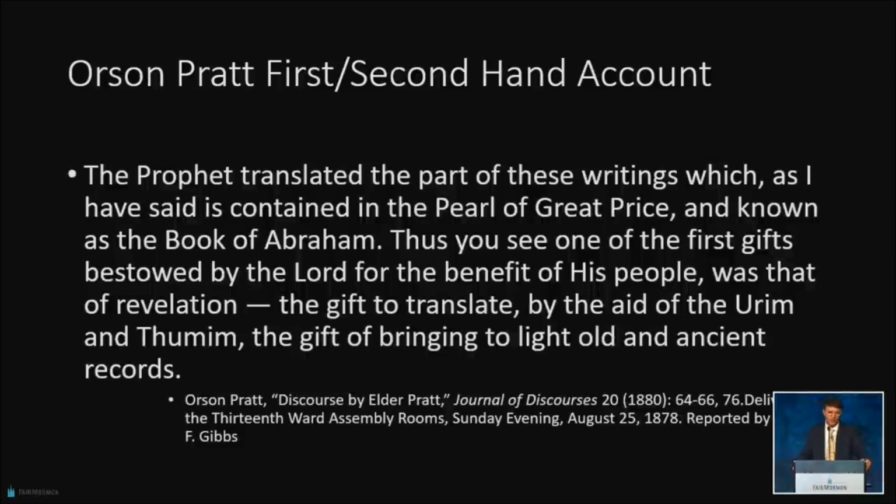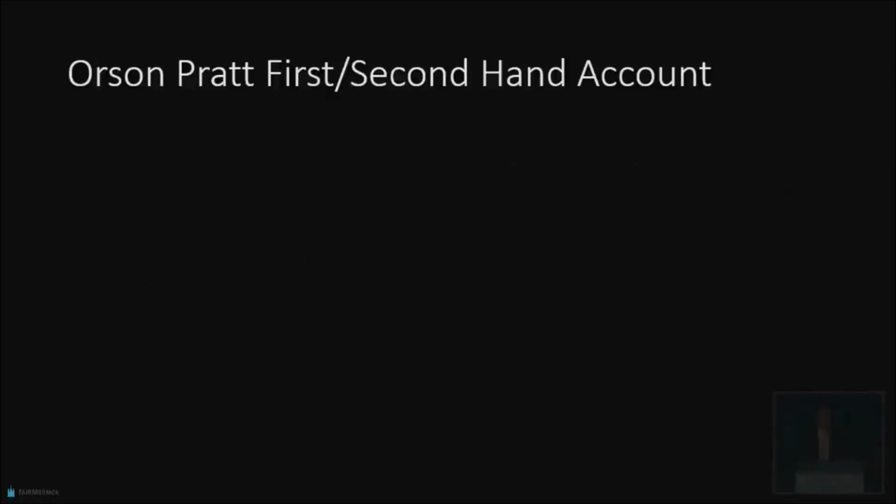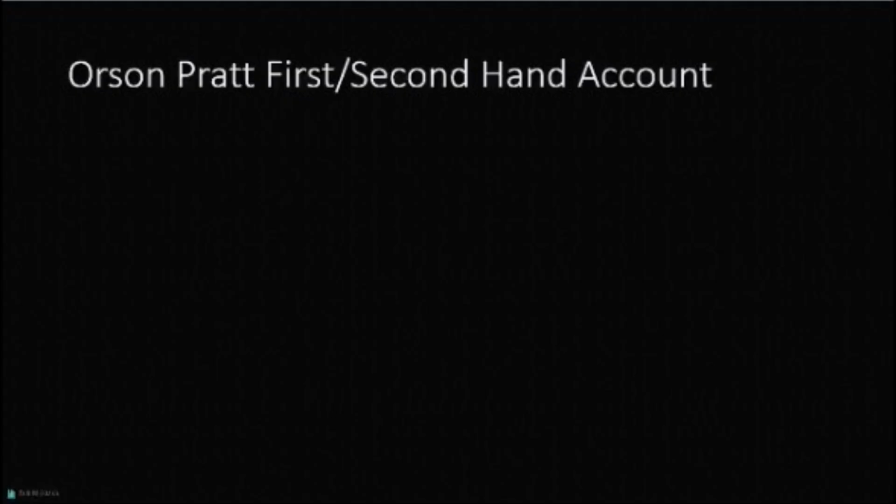"The prophet translated the part of these writings which, as I have said, is contained in the Pearl of Great Price and known as the Book of Abraham. Thus you see one of the first gifts bestowed by the Lord for the benefit of his people was that of revelation, the gift to translate, by the aid of the Urim and Thummim, the gift of bringing to light old and ancient records." Again, nothing about a grammar and alphabet. The historical record is all about translation through revelation and gift from God. Nothing was said about a grammar and alphabet, but nothing was said about Abraham being translated on the first day after meeting Chandler either.